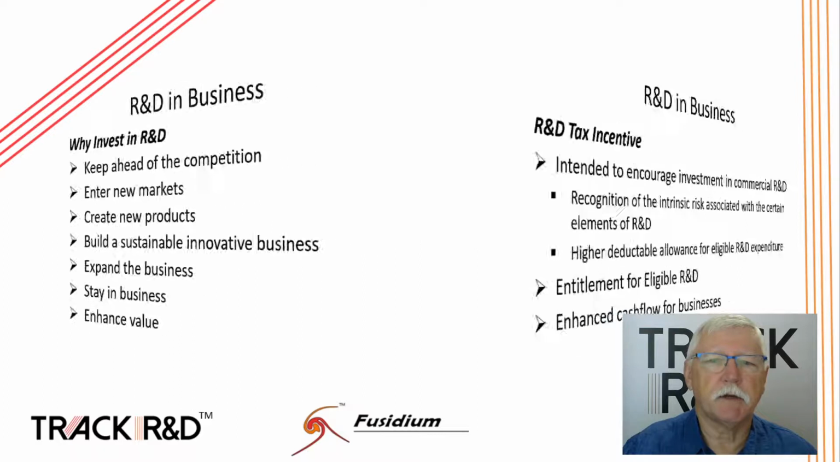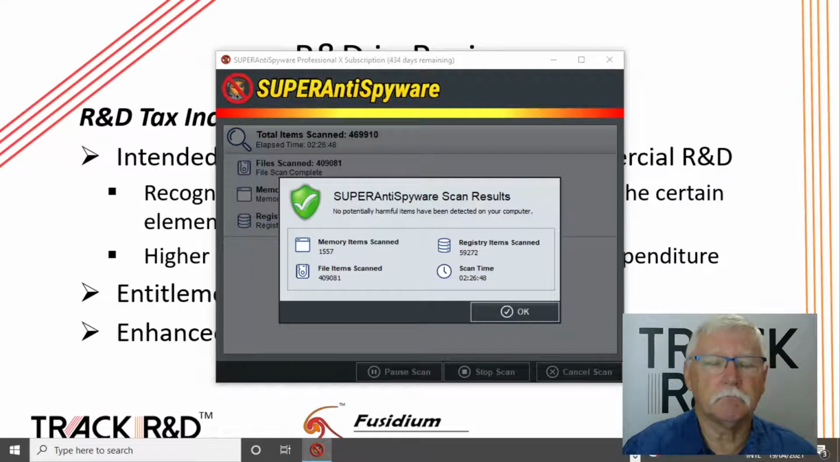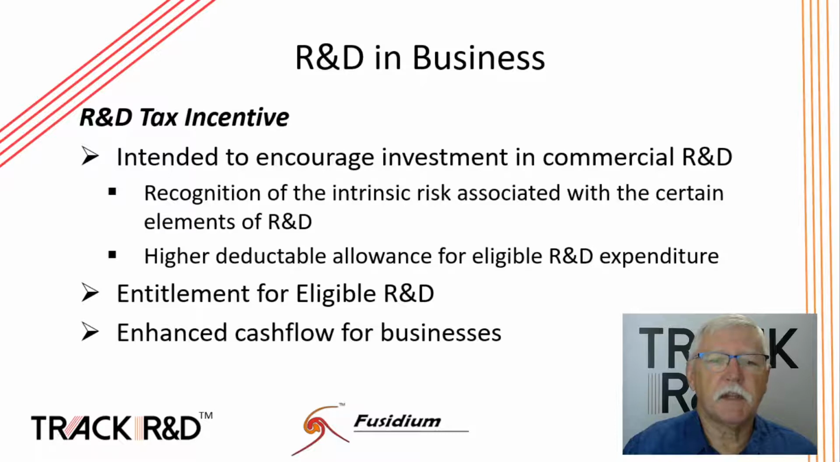To this end, the Australian government has created a tax incentive to encourage investment in commercial R&D. This tax incentive is created because the government recognised the intrinsic risk associated with certain elements of R&D, and thus there is a higher deductible allowance for those activities deemed to be eligible. Thus, there is a higher level of deductibility allowed for activities that are considered to be eligible R&D. And indeed, in this series of presentations, I'll spend some time explaining what the term eligible R&D encompasses.